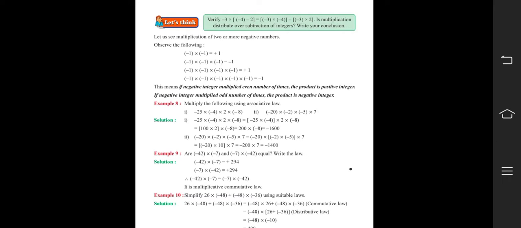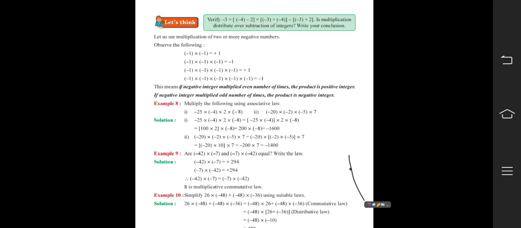And the second one, see children, how many times was it repeated? 3 times. Minus 1 will be repeated 3 times. 3 is an odd number, that's why it will get a negative integer as the answer. Next, the third one, see children, how many times will it be repeated? 1, 2, 3, 4 times repeated. 4 is an even number. So that's why the answer is a positive integer.